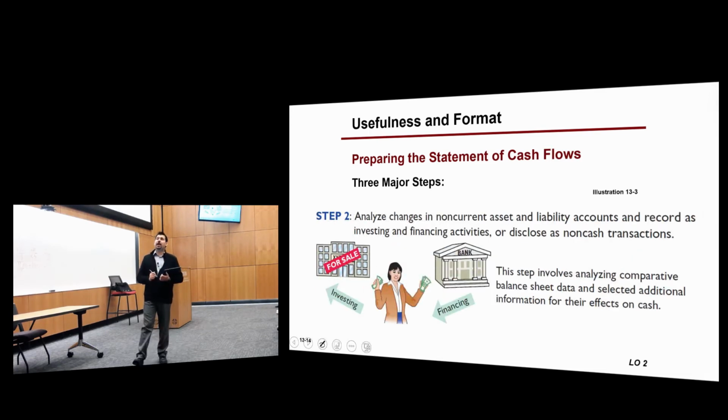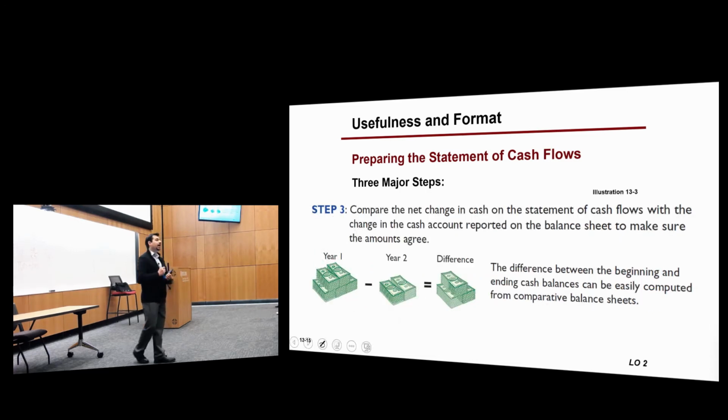Second one is where we analyze the changes in equity and long-term investments, long-term liabilities. So you look at those ones, and then you look at basically to prepare the investing and financing activities sections. Now we have prepared the 3 sections. The third step is where you actually look at the net change in cash. So this is whether it was a net increase or net decrease in cash.